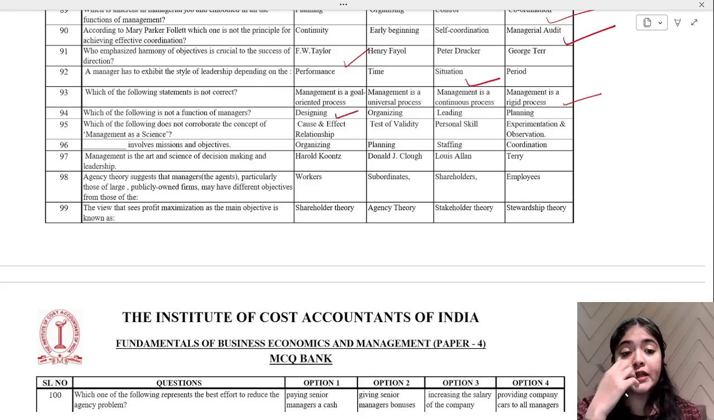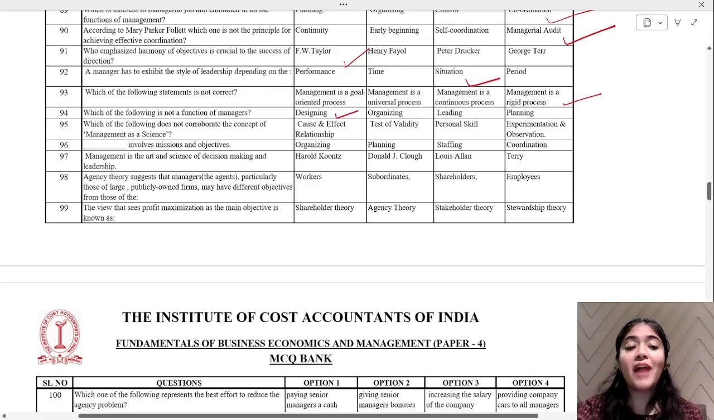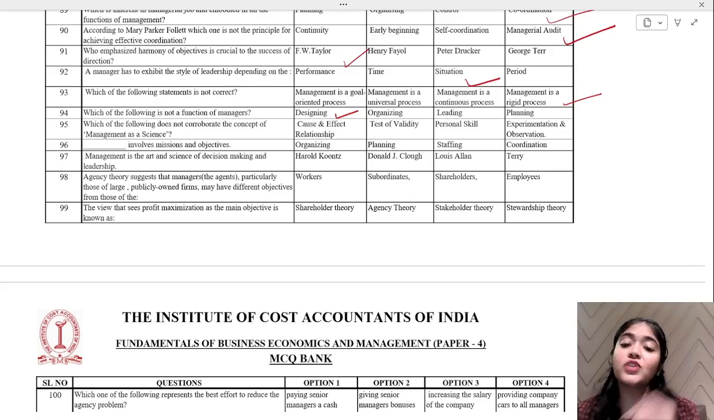Which of the following does not corroborate the concept of management as a science? Cause and effect relationship, test of validity, personal skill, experimentation, and observation. What do you think is not corroborating with the concept management as science? Cause and effect is going to give you that it is related to science. Test of validity that is done in science. Experiment and observation is the essence of science.